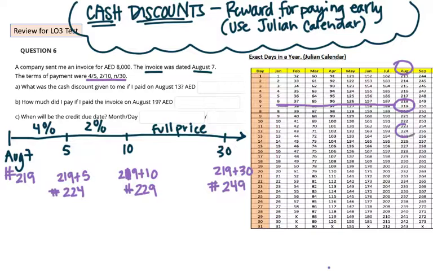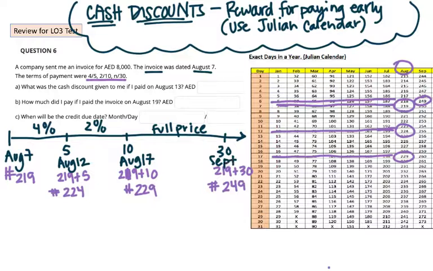So day number 224 looks like August 12th. Let me write this in black. August 12th. And then day number 229 looks like August 17th. Now I know this is a lot of work at the start, but then it makes the rest of the questions much easier. Then day number 249, looks like we're back into September now. Looks like September 6th. Okay, now we know all the different deadlines and we can answer the questions.